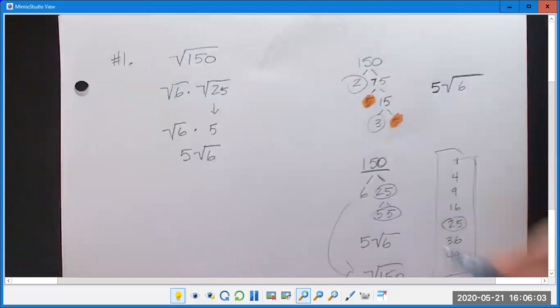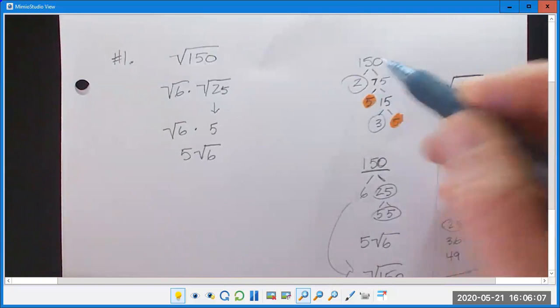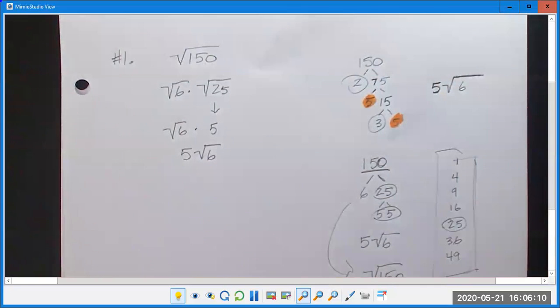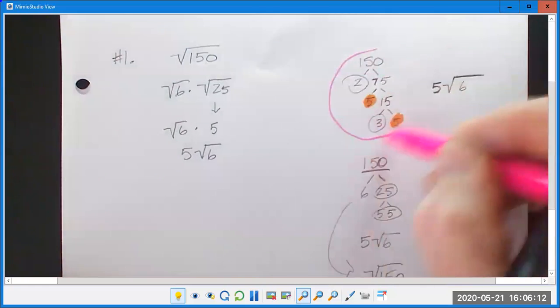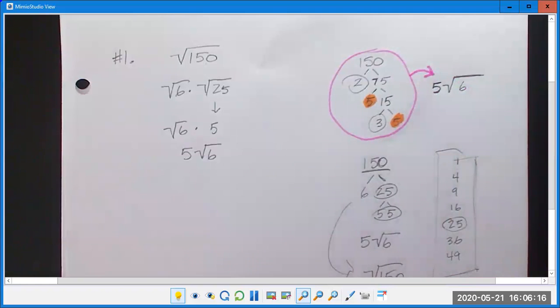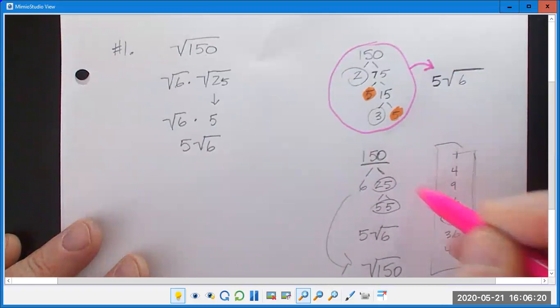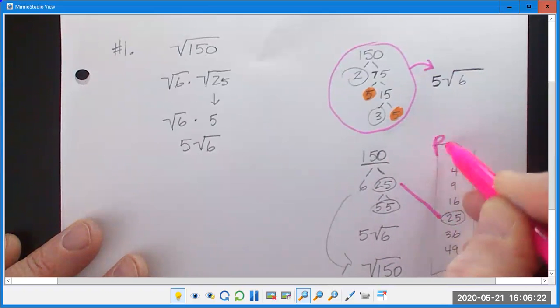So I kind of went through 3 different approaches. I can break down my factor tree and then present it like that. I can make sure that I'm picking out my perfect squares.